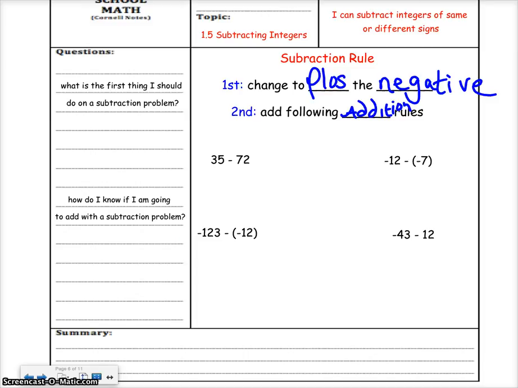So 35 minus 72, you turn it to plus a negative. And now I can follow the rules. So remember, if they're the same sign, you add. If they're different signs, you subtract. Maybe you want to refresh your memory on that. So, are these the same or different? They are very much 35 plus a negative 72, are they the same or different? Different, so I'm going to subtract them.